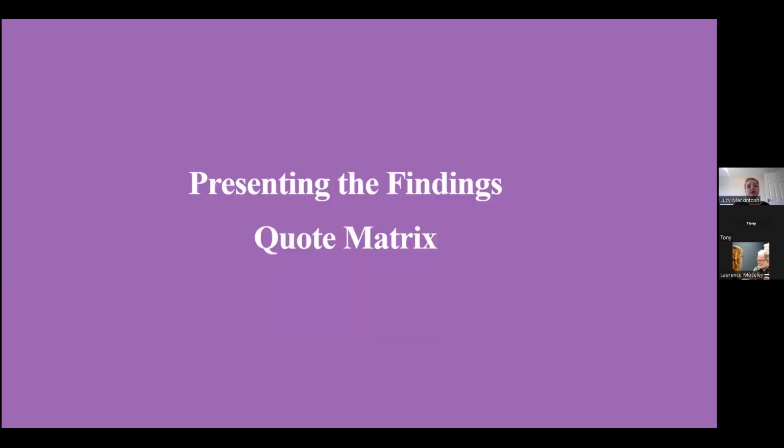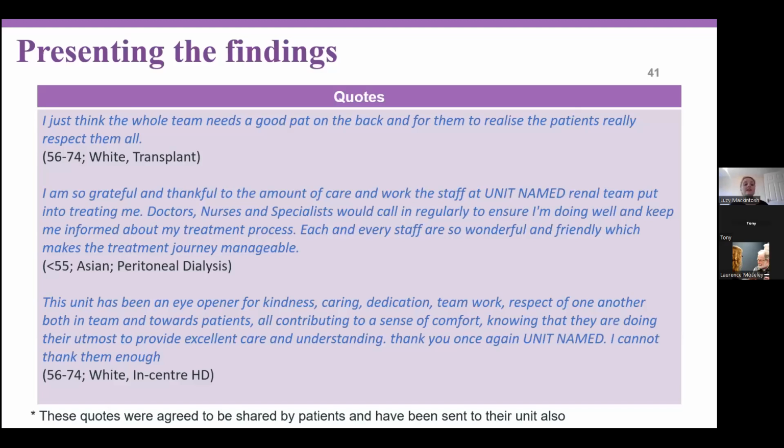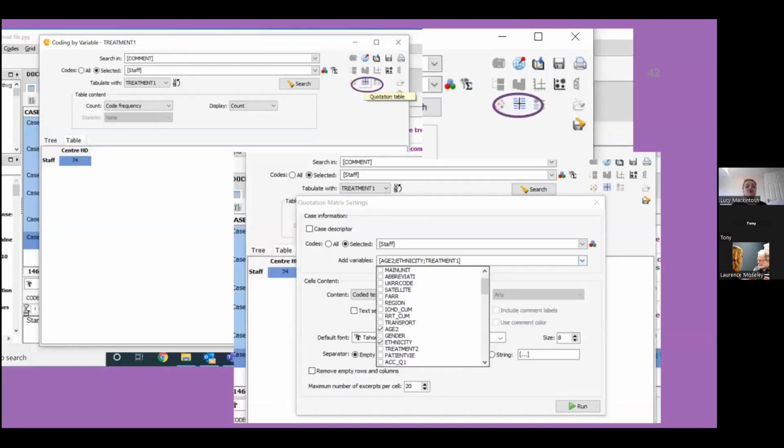And then the quote matrix. I said earlier we could save codes along the way to report, and they can easily be exported. Quotes are exported to Excel, and then you can just copy and paste them into your report. We used coding by variable to make sure that we could get the data out. Here you can see we started off coding by variable. We selected just staff as a code, and we selected tabulate with treatment. Then it comes up with the treatments and the staff codes. And if you click this blue icon here, it brings up the quote matrix.